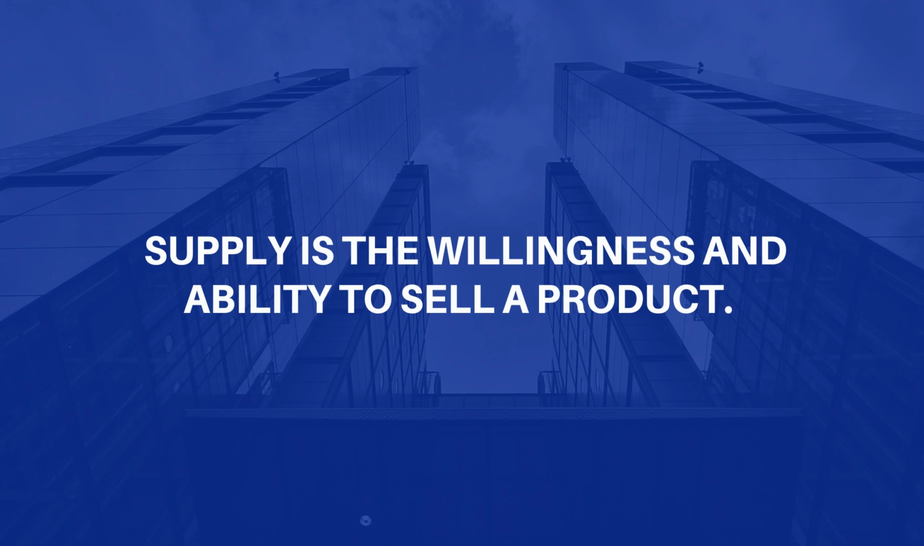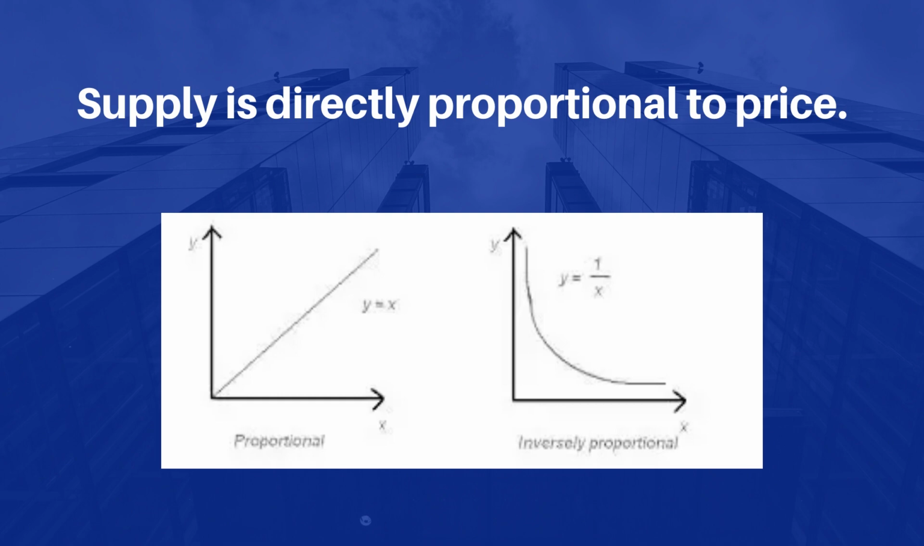Now, the definition of supply stands as: supply is the willingness and ability to sell a product. Supply is directly proportional to price. Directly proportional is when price increases and so does the supply. The more money that the buyer is ready to give to buy the product, the more the seller is going to keep producing that product, since he is going to earn a greater profit.